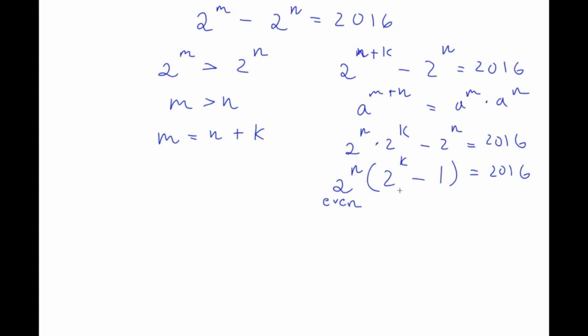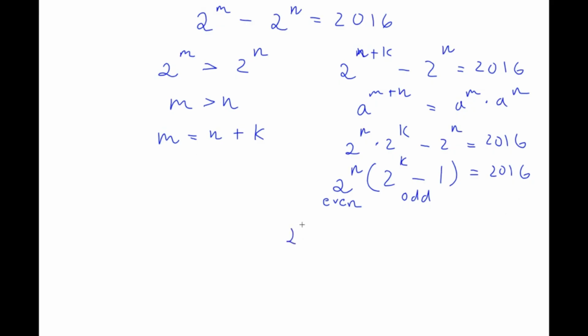Now, if we subtract 1 from an even number, what is it going to be? It's going to be odd, right? So 2 to the power of any number minus 1, that number will be odd, because 2 to the power of any number is even, so if we subtract 1 from an even number, it's going to be odd. So I have an even number times an odd number. Meaning we need to change 2016 so it's in the form of an even number times an odd number.